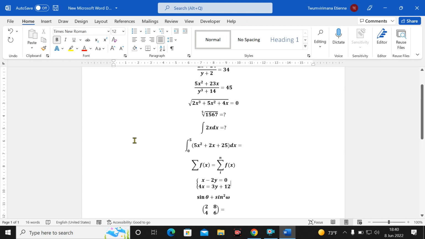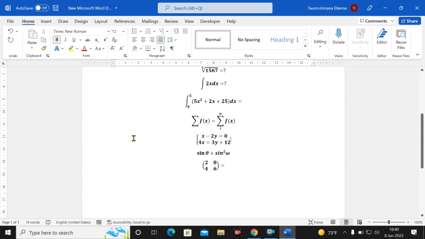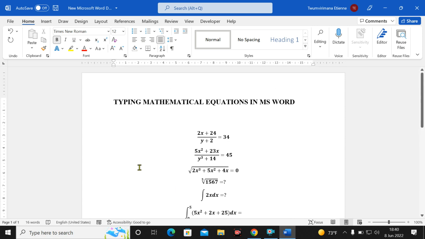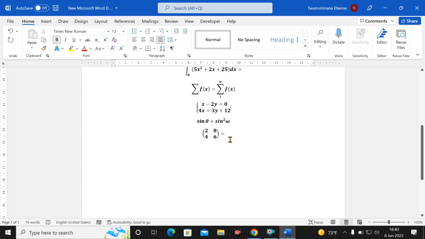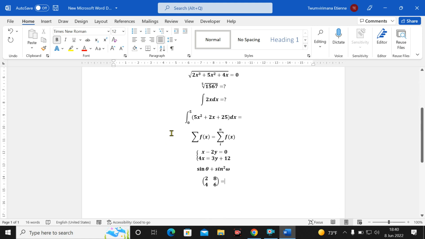And guys, don't be afraid to type your mathematical equations in Microsoft Word. If you have maybe a paper in an exam, you can be given things like this to type, once you're going to an exam that requires you to master Microsoft Word. And guys, this is how you can type mathematical expressions, mathematical equations.